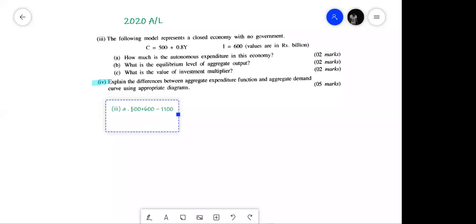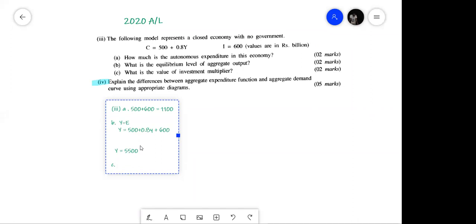That's part A. Part B asks what the equilibrium level of aggregate output, that is national income, is. I'm not going to do the calculation for you. Can you all calculate and give me a final answer? Y equals E, so Y equals C plus I, that's 500 plus 0.8Y plus 600. Solve this, how much do we get? You can do the calculation now, I'm not going to waste time. 5,500 according to you.